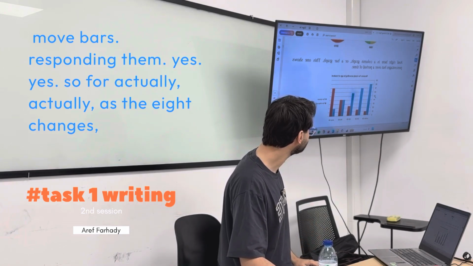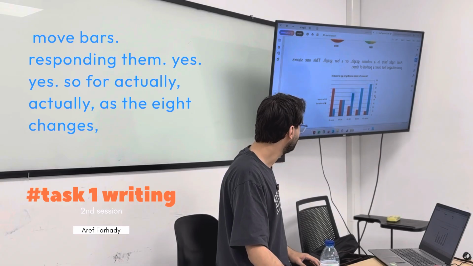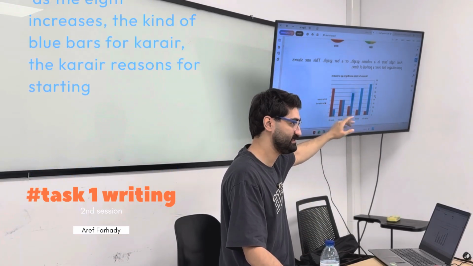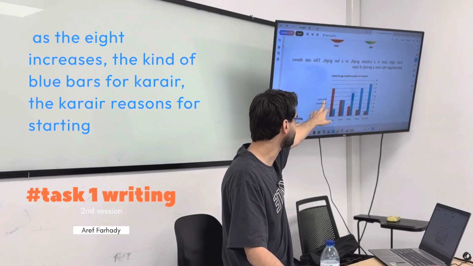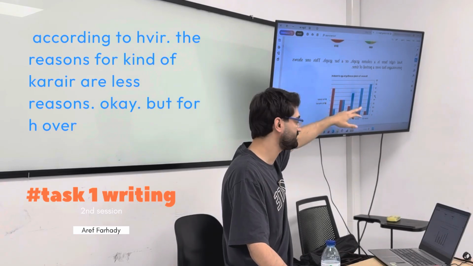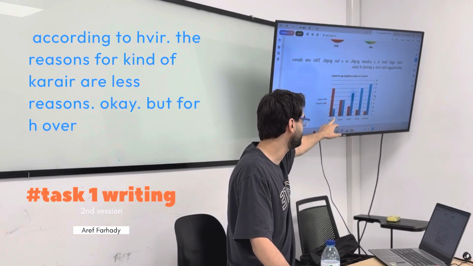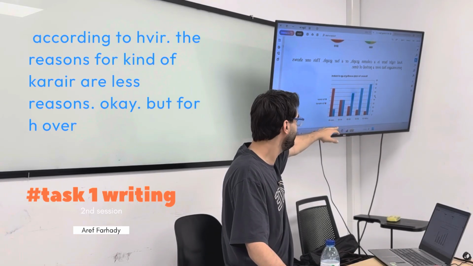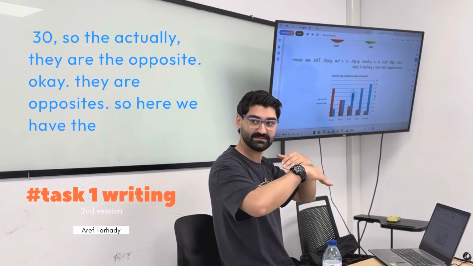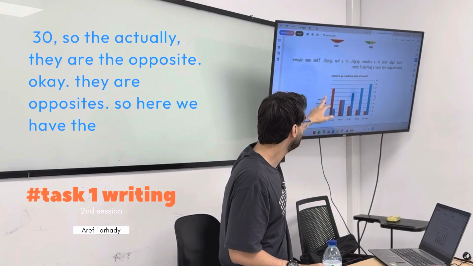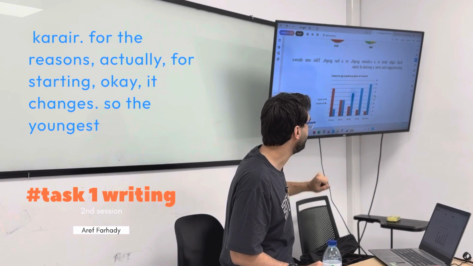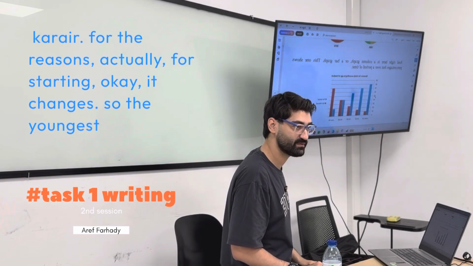In contrast, the red one. So as the age increases, the blue bars for career, the career reasons for studying according to age for a student, there are fewer reasons. But for age over 30, they're the opposite, okay? They're opposites. So here we have the reasons for studying.